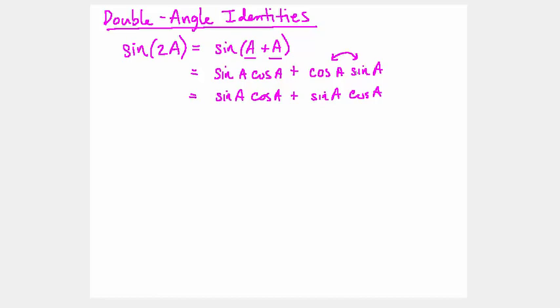If I write it that way, hopefully it's clear that these terms are exactly the same: sine a cosine a plus sine a cosine a, which means if I combine those as like terms, I could write this as 2 sine of a cosine of a. So this is our double angle identity for sine. We start with sine of 2a, and it turns out to be equivalent to 2 sine a cosine a.